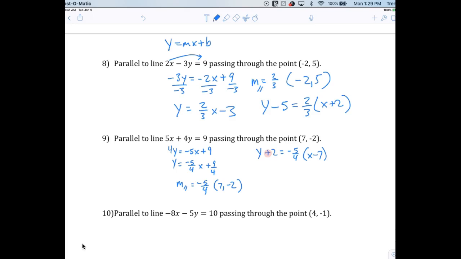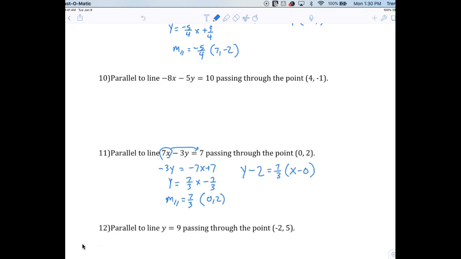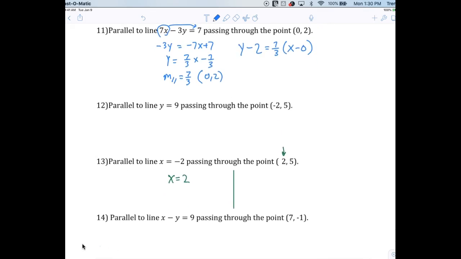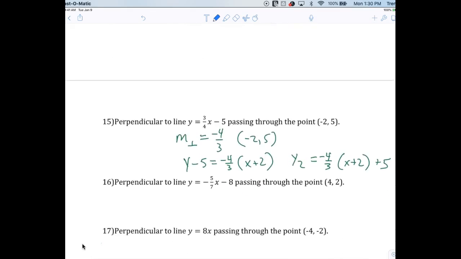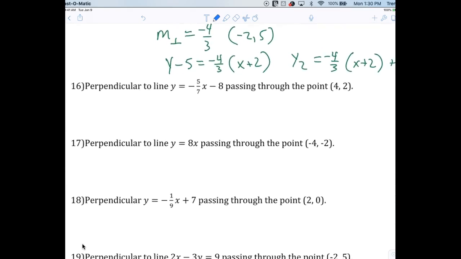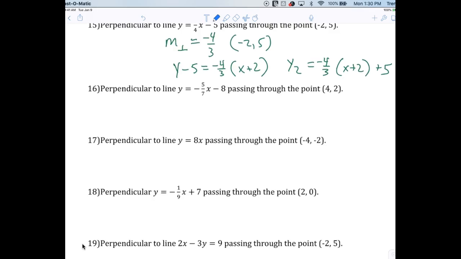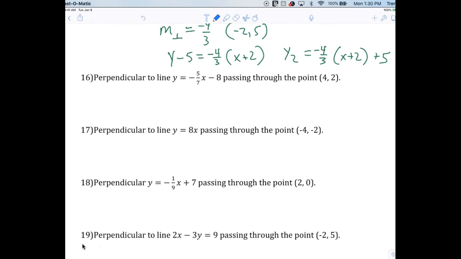All right, here we go. Now, I'm going to jump down to perpendicular. We're going down to number 16. Pay attention, Hubble. I want you to maintain that last test grade too. Someone, tell me the slope of the perpendicular line.